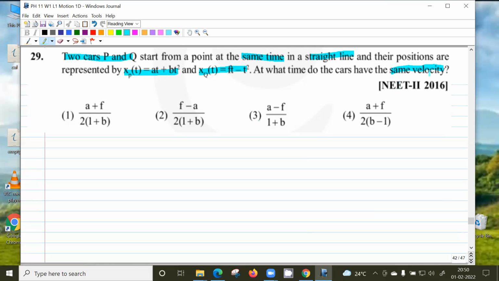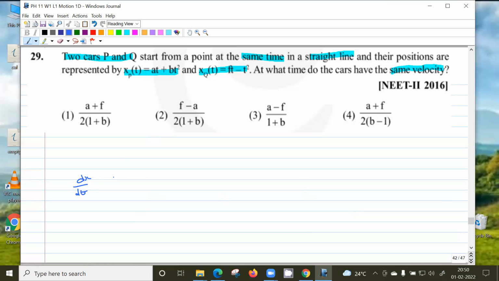So to get the velocity, what do you have to do? You have to differentiate. So you take dx by dt of P and dx by dt of Q, and same velocity means both have to be equal, right? Do you have pen and paper? Can you just try this one, the second activity, and get me the answer?